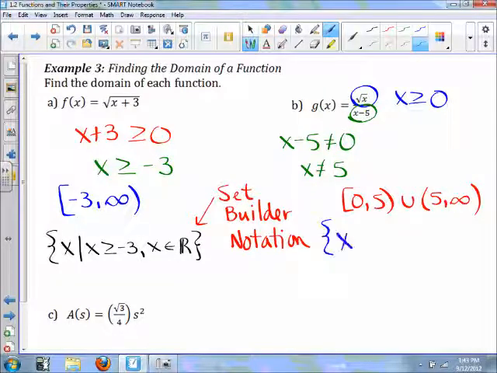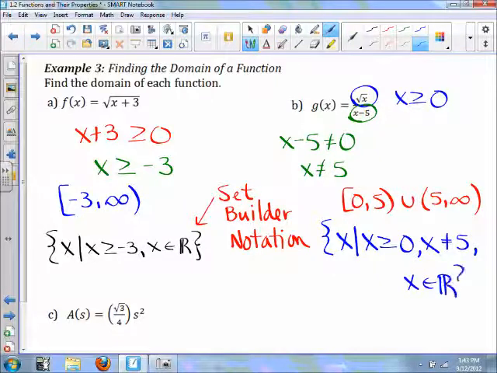Now, set builder notation will go like this. Curly bracket, x such that x has to be greater than or equal to 0, x cannot equal 5, and then to save room here, x is an element of the real numbers.